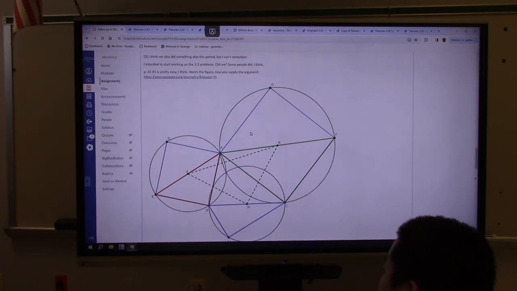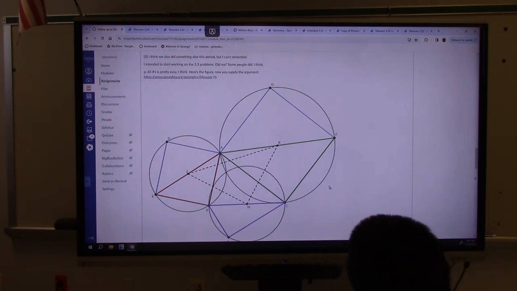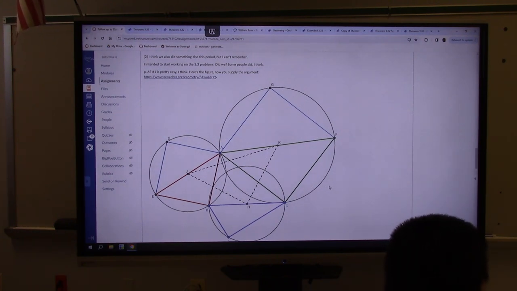If squares are erected on two sides of a triangle, check, check, their circumcircles intersect on the circle whose diameter is the third side. Wait, what? Boy, I lost myself for a second. How come I don't understand the sentence? If squares are erected on two sides of a triangle, the circumcircles of those squares intersect on the circle. Oh, whose diameter is the third side?